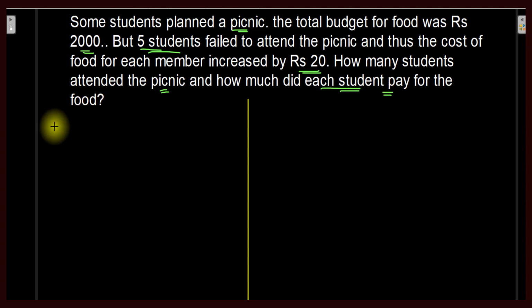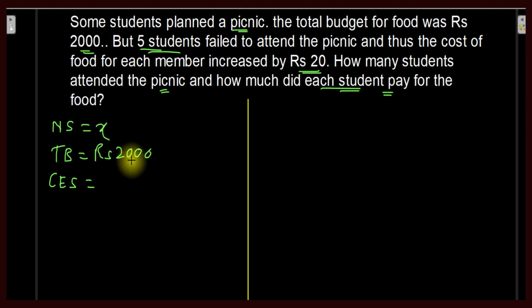So friends, first we will assume that the number of students is equal to x, that x students planned for a picnic, and the total budget for food was rupees 2000. Therefore the cost for each student will be equal to 2000, the total amount divided by the number of students, that is 2000 upon x. Let this be number 1.